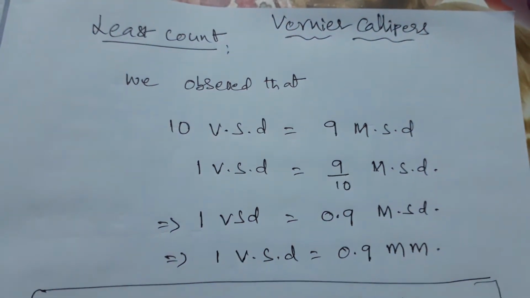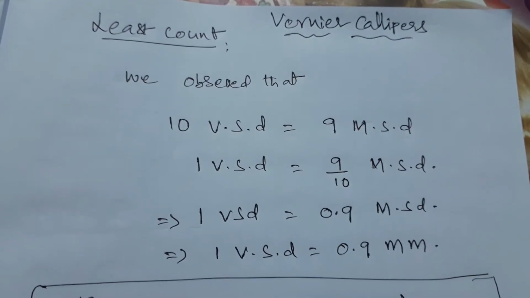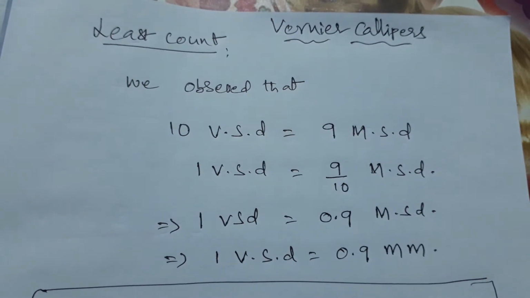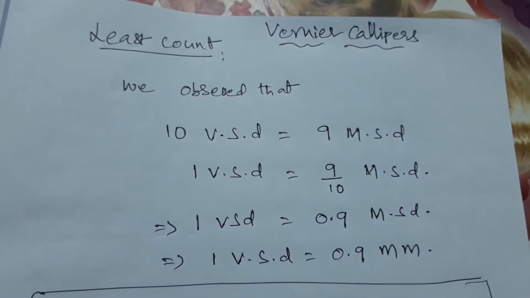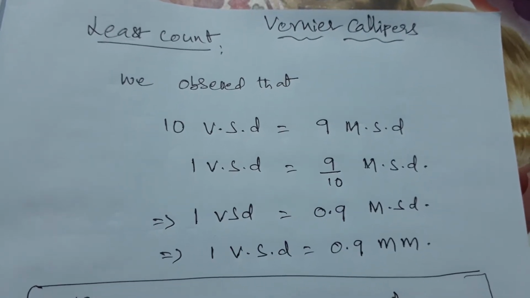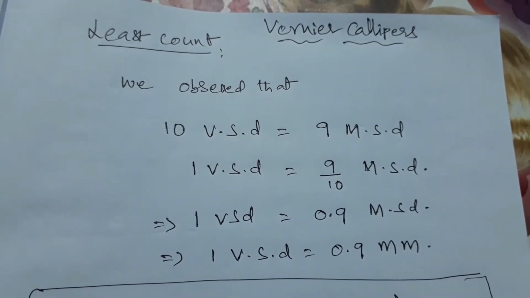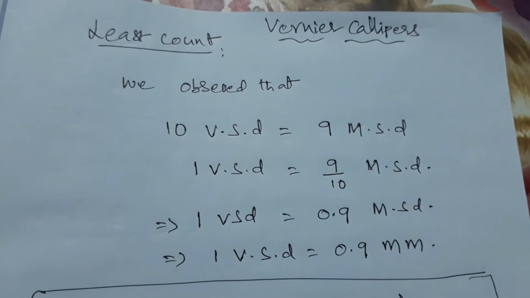Good morning, students. Here I am explaining how to measure the length of an object or the diameter of any spherical or circular object by using Vernier calipers. In a simple manner, I explain here.